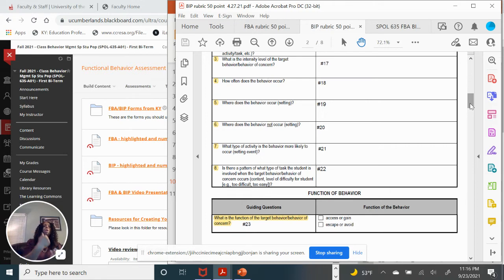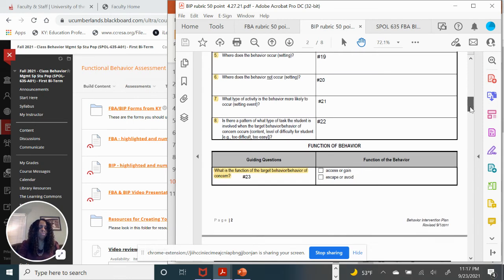It could be when presented with independent work, when called upon to read aloud in front of his peers, when presented with an assessment, when it's time to turn in his homework, when it's time to sit quietly during lecture time. When is the issue going on? Is there a pattern of what type of task the student is involved in when the behavior occurs? In other words, do we notice it's always when he has to read out loud? Do we notice that it's always when he has to do his independent math work? Do we see a pattern that's going on?